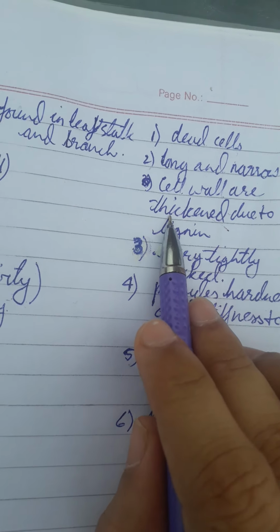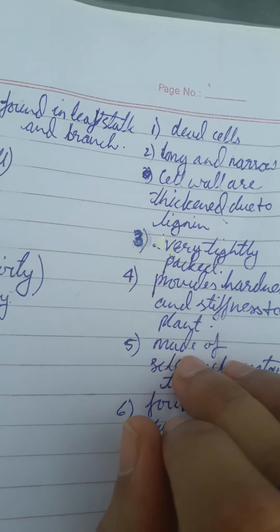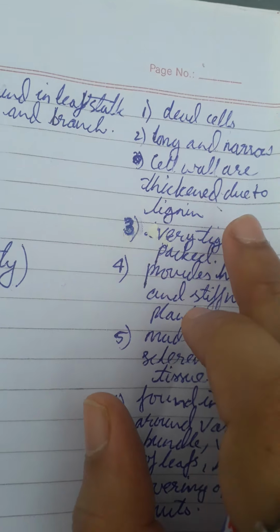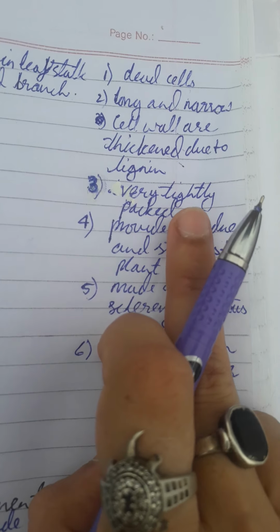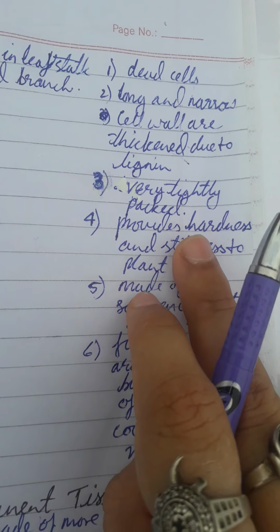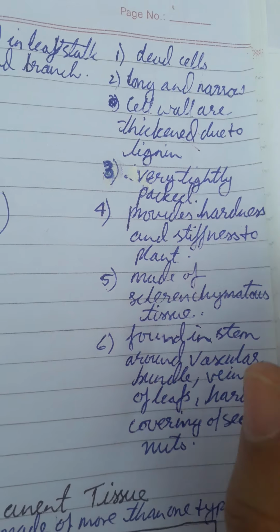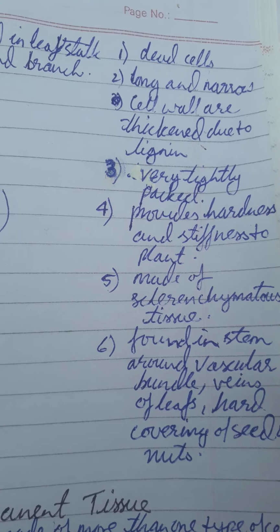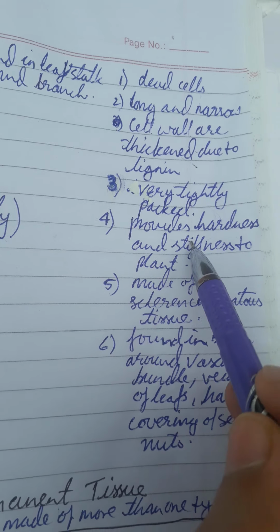The cell walls are thickened due to the lignin. It has a very thick cell wall that is thickened due to the lignin. The cells are very tightly packed. There are no intercellular spaces, due to which it provides hardness and stiffness to the plant. The plants are hard and stiff. Clear? Because of the sclerenchyma cells.